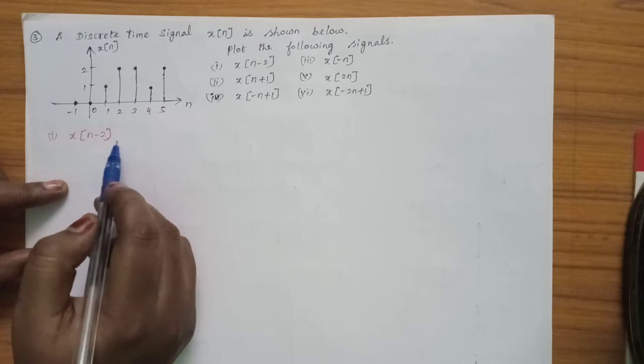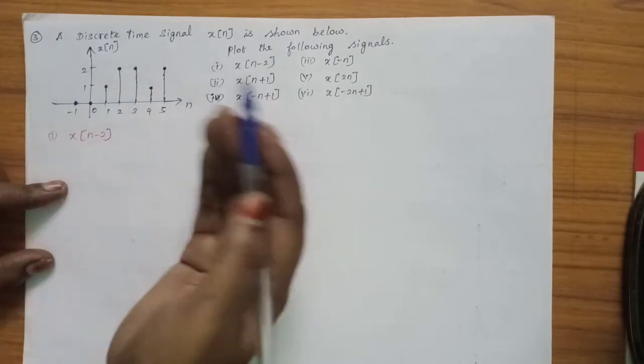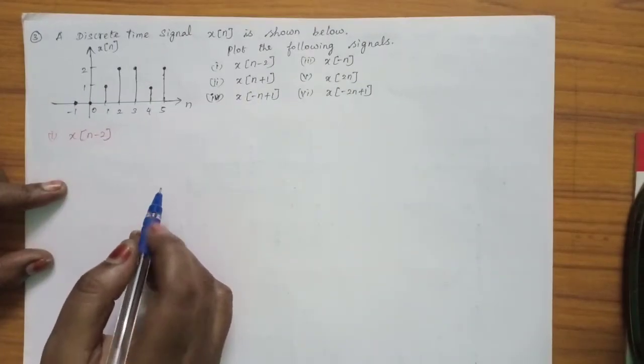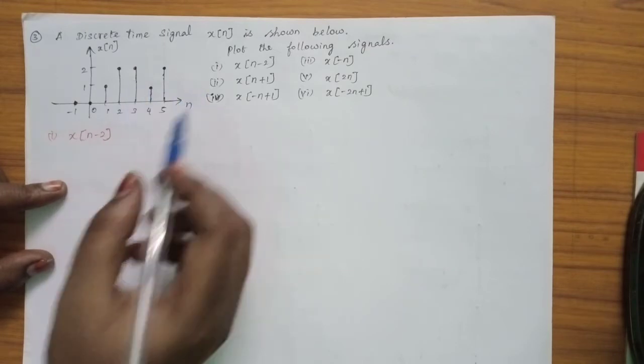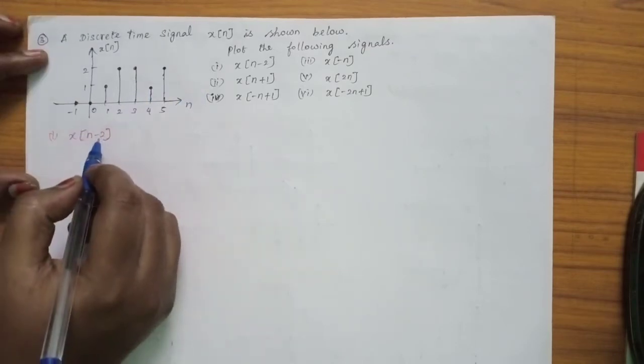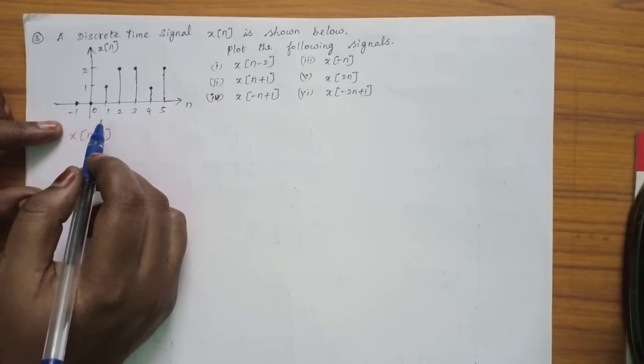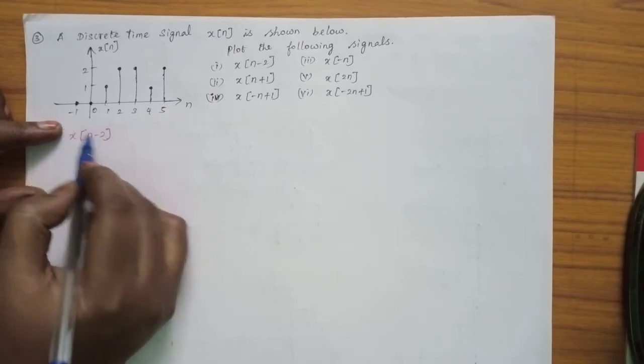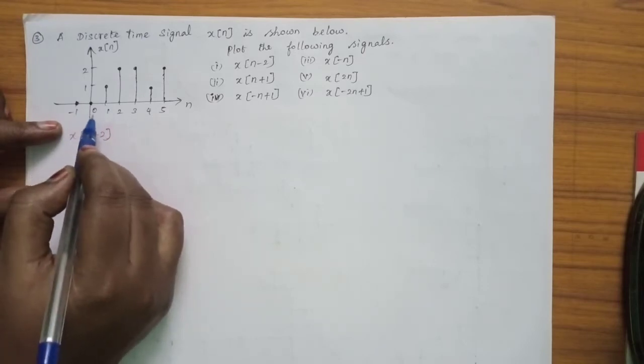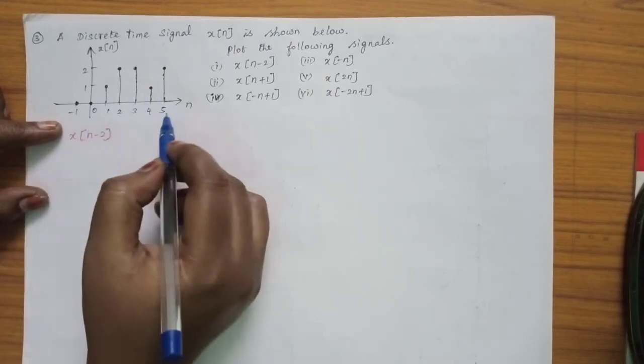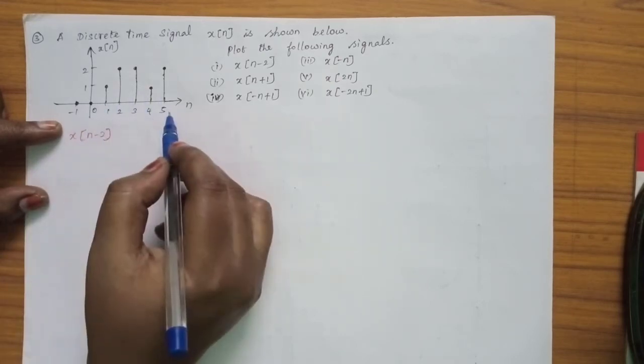After that we will get the delayed signal, that is the signal is going to shift towards the right side. So if I add 2 with the time sample values, minus 1 plus 2 is 1, and 5 plus 2 is 7. Then the new limits will be 1 to 7.